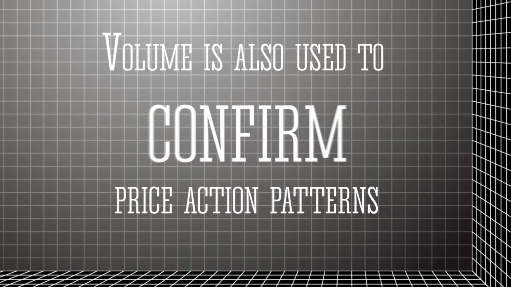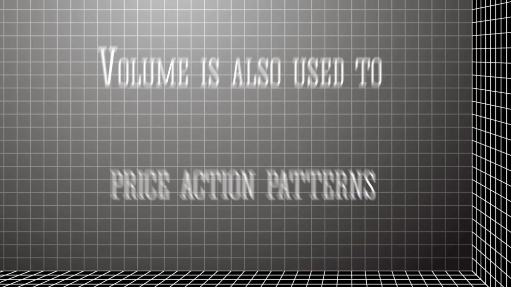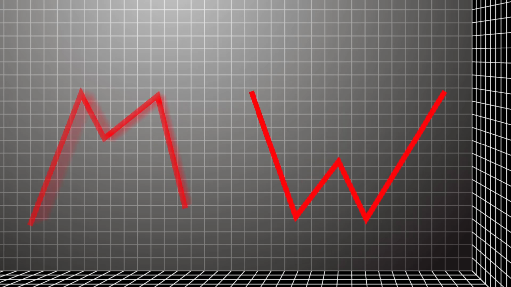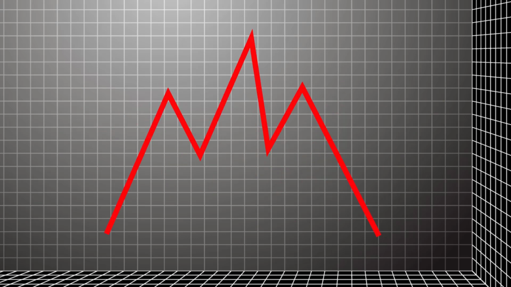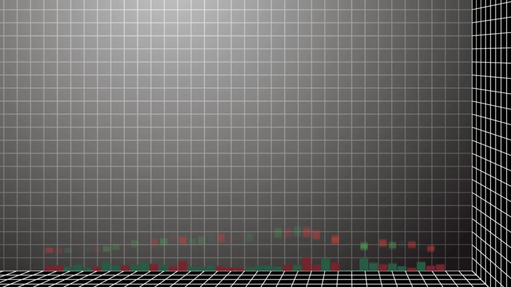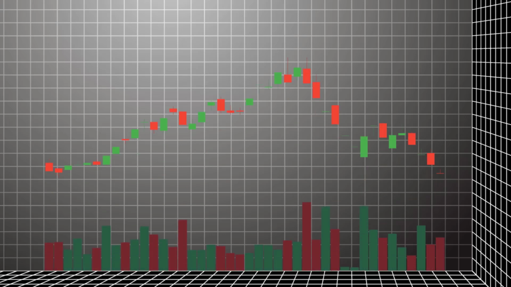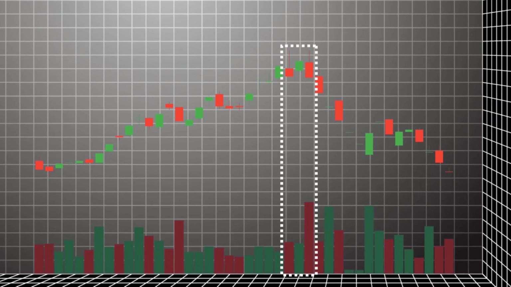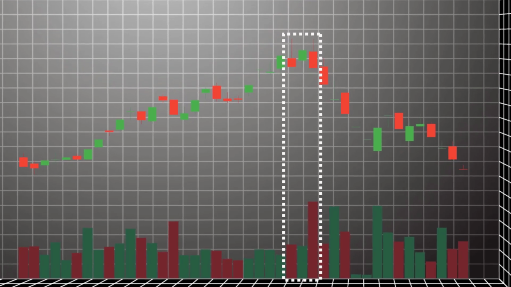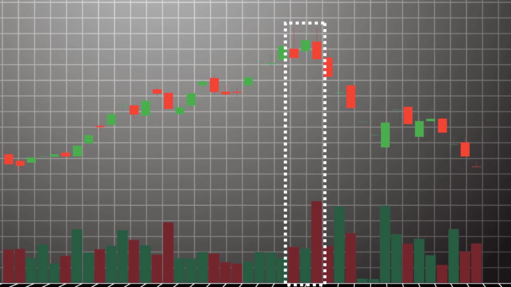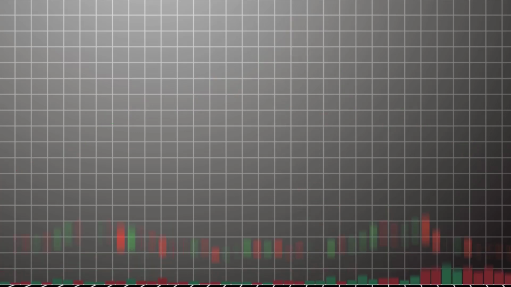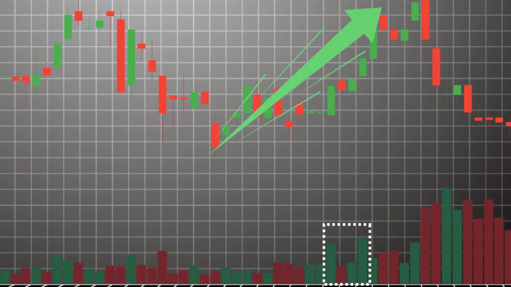Volume is also used to confirm price action patterns, such as the pin bar, engulfing pattern, double top and double bottom, flag formations, and head and shoulders setups. With these patterns, the key levels often carry critical information for traders, especially for intraday setups. Without supporting volume to confirm the patterns and these important levels, the signals from price action can become weaker and less reliable.